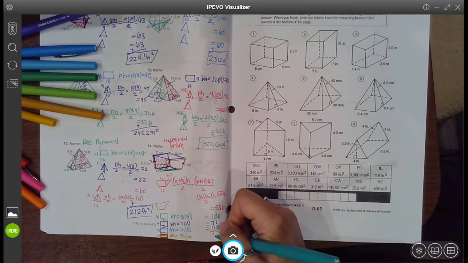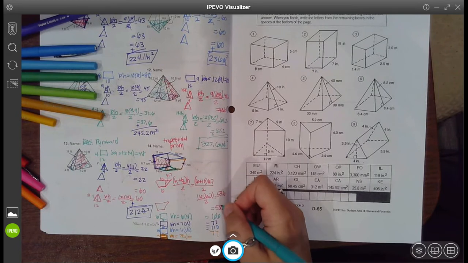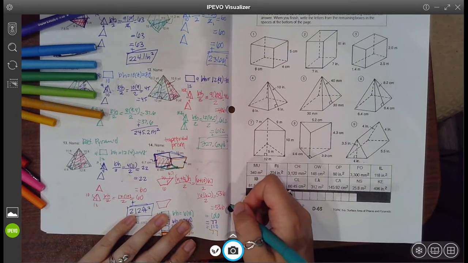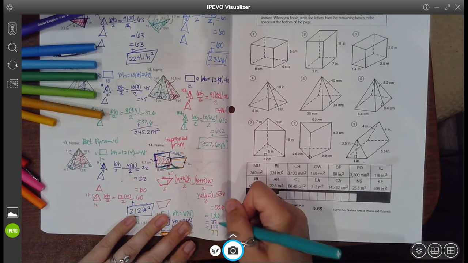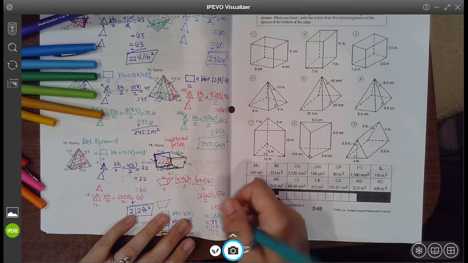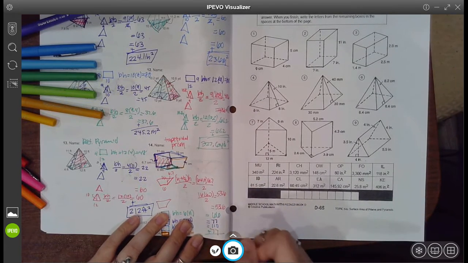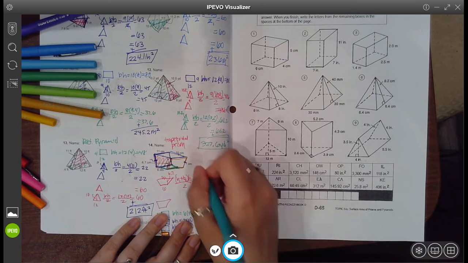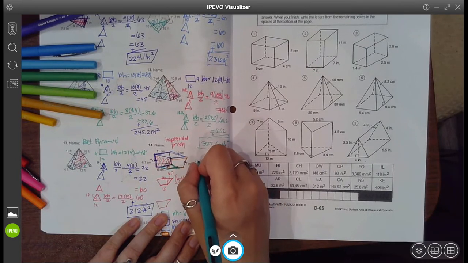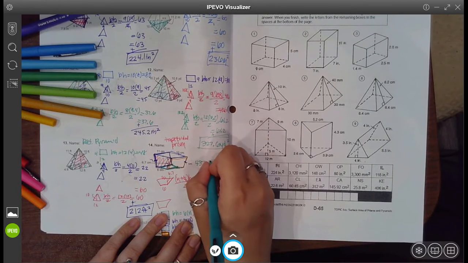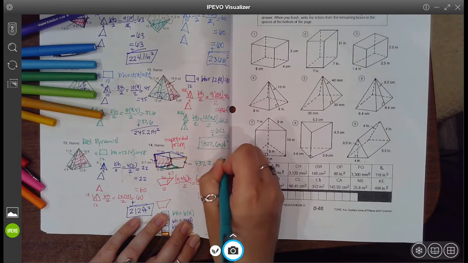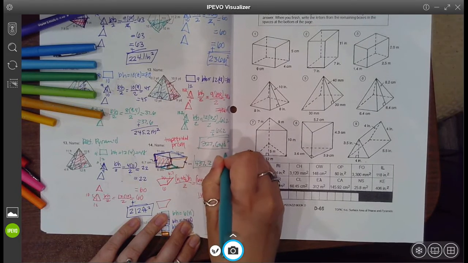Okay, so I found your two bases that are identical. And then since it has a base shape of 4 sides, you need 4 rectangles coming off. 1, 2, 3, 4. I found them all. Add all those together, and what do you get? You get a total surface area of 437.2 centimeters squared.